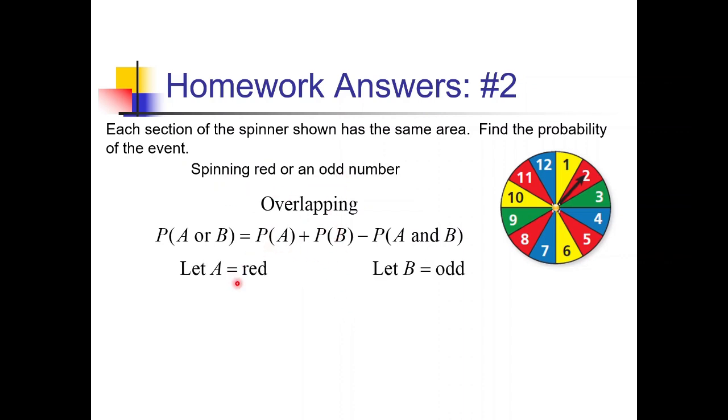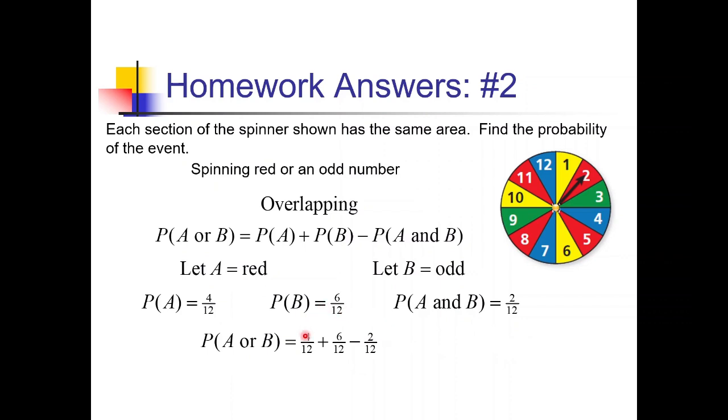The probability of red, P of A, is going to be 1, 2, 3, 4 out of 12. Probability of odd is literally half of the numbers from 1 to 12, so 6 out of 12. And the probability of meeting both conditions, we have a 5 and an 11 that are red, so that's 2 out of 12. Putting it all together, we've got 4/12 plus 6/12 minus 2/12. That's 10 over 12 minus 2 over 12, which is 8 over 12, and that reduces to 2/3.